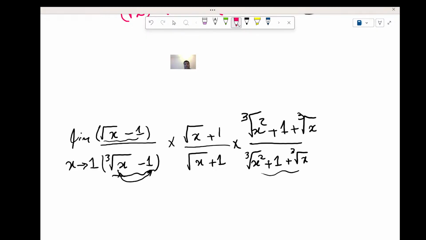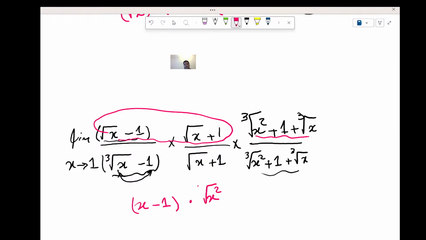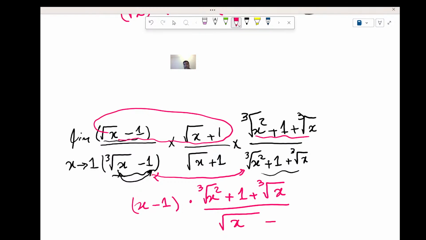Now this part and this part produce x minus 1. Am I right? But this part is extra: x power 2 root 3 plus 1 plus radical x with root 3. If we're going to produce x minus 1, we must multiply these two parts, and the extra part is radical x plus 1, but in the top x minus 1.